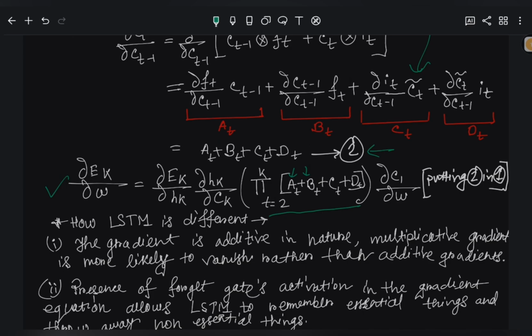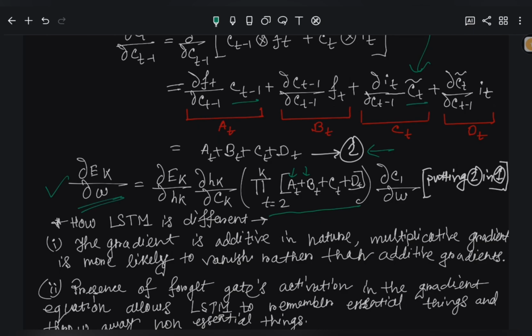If we multiply small values, the values will become much smaller. But in case of addition, it's not the case, so it will not have the problem of vanishing gradient. And also there is a presence of CT, which is the cell state, in the derivative term, right? So here we can see that we have a term of CT. Here also we can see a derivative term of CT. So all that is present in the derivative of LSTM, right?